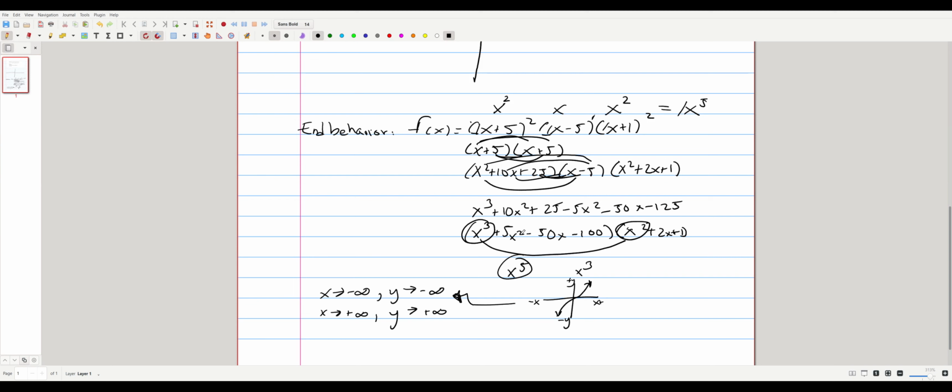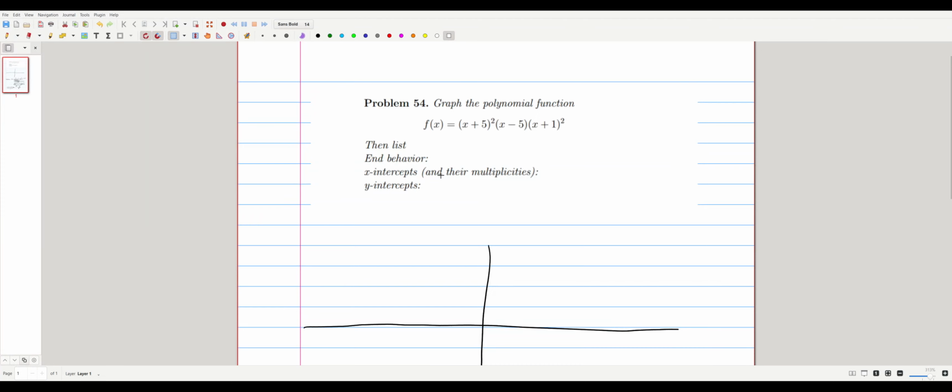So as x goes to the negatives, y goes to the negatives. As x goes to the positive, y goes to the positives. And so this is our end behavior right here. So we can grab that piece. All right, make it smaller so it fits on our answer sheet. Okay, so there's our end behavior.